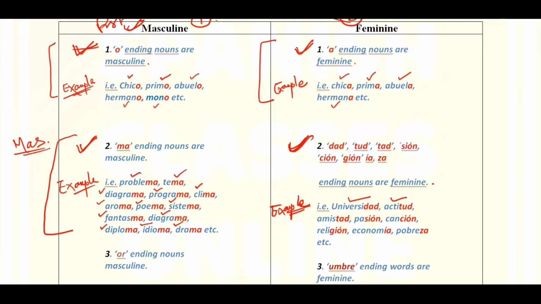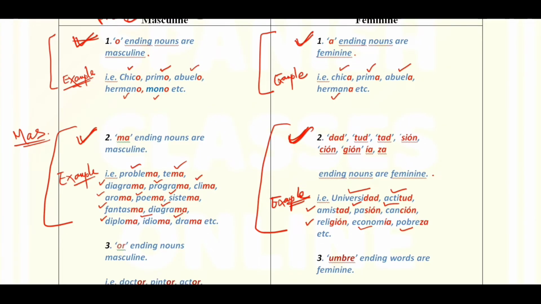We are repeating it again: universidad, university; actitud, attitude; amistad, friendship; pasión, passion; canción, song; religión, religion; economía, economy; pobreza, poverty, etc. If you find any word ending with these suffixes, it is feminine in nature in Spanish.